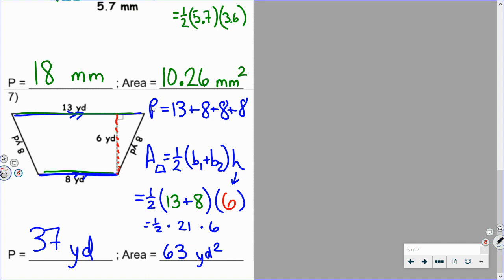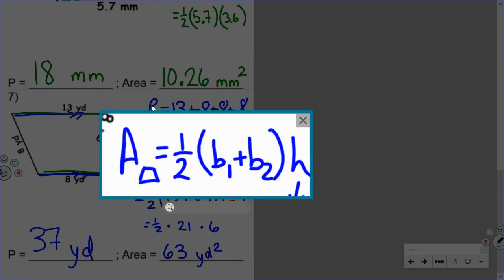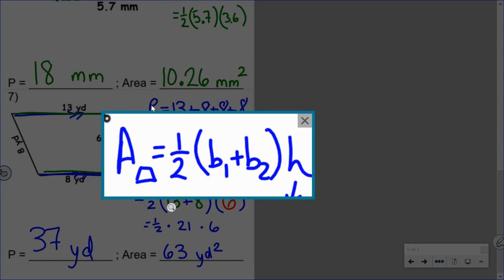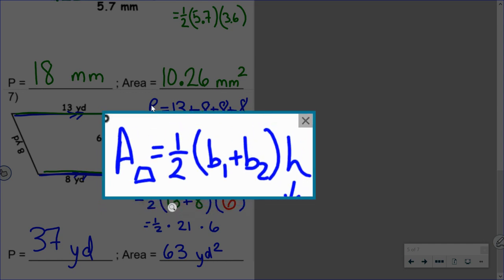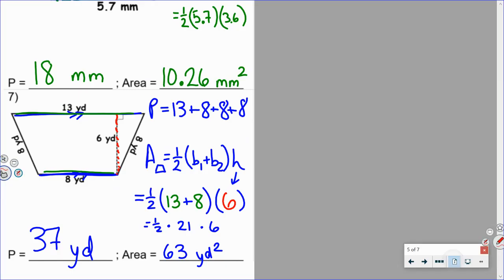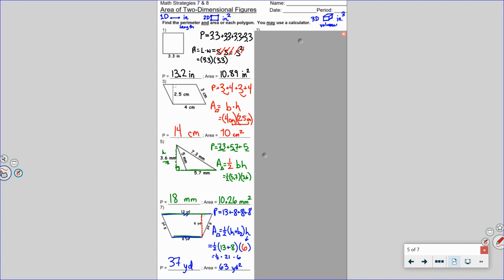Big deal with that area, ladies and gents. Trapezoids are tough. You see a lot of similarities to the previous one. Instead of a base times a height, it's a sum of two bases times a height. It still has the half. Notice that triangles have a half. Notice that trapezoids have a half, but parallelograms don't need a half, neither do rectangles.